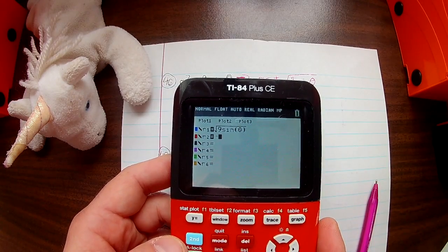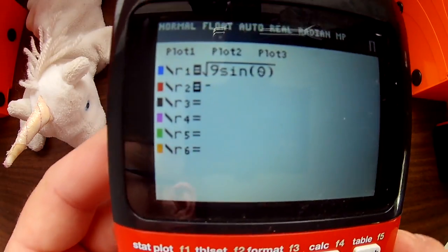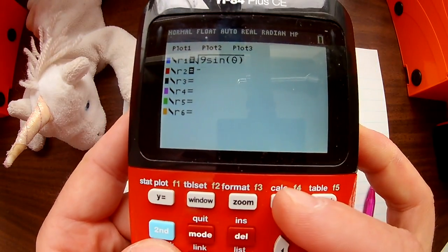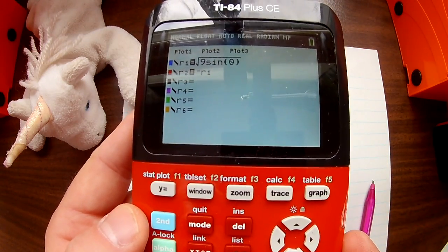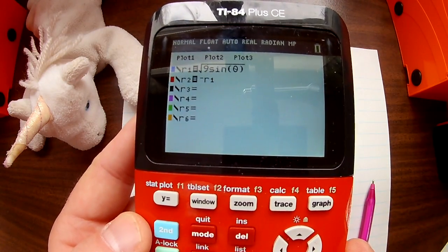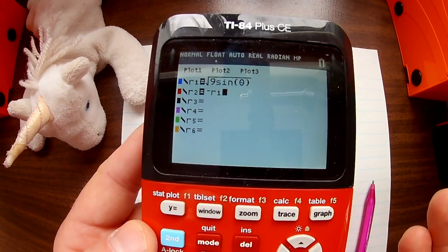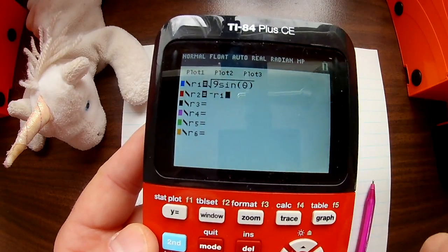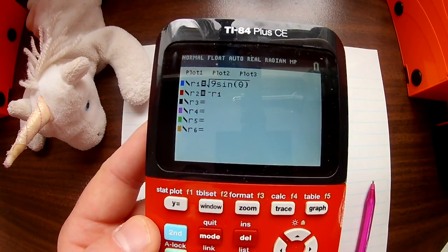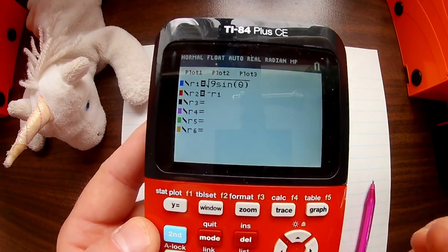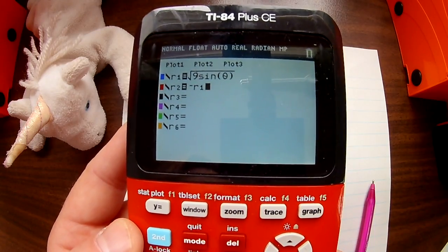You can just put in negative square root of 9 sine theta, but those of you who have had me in class know that I like to do alpha trace to get the pop-up menu and just do R1 on there. So again, if you have a TI-83, you need to make sure that you type in the negative and then square root of 9 sine theta. It is possible to do the vars in the TI-83, but it's a little bit more difficult. TI-84, you hit alpha trace to get it up there.